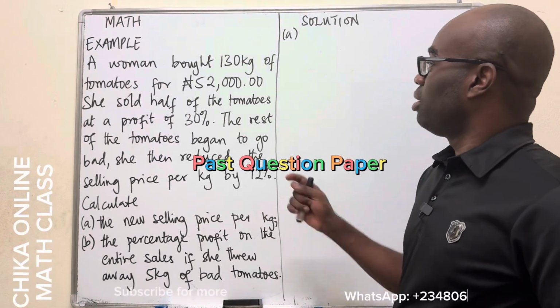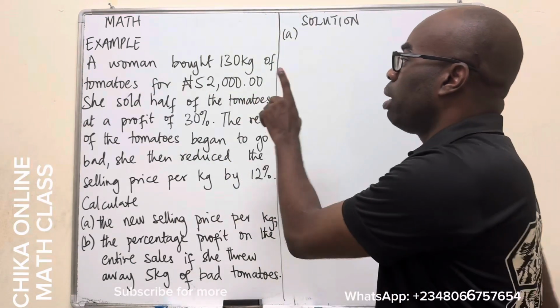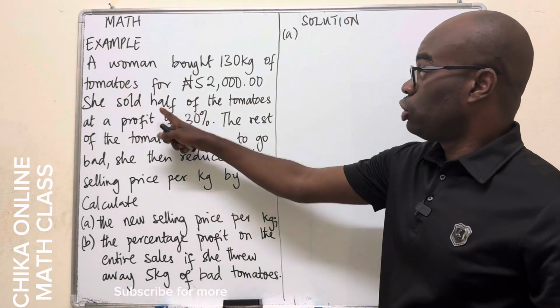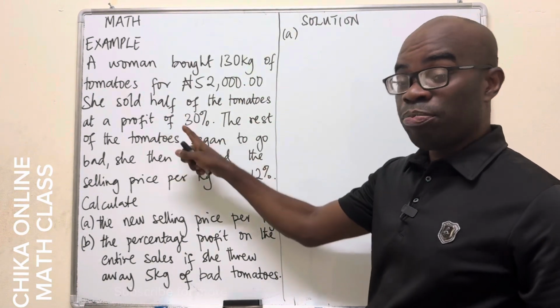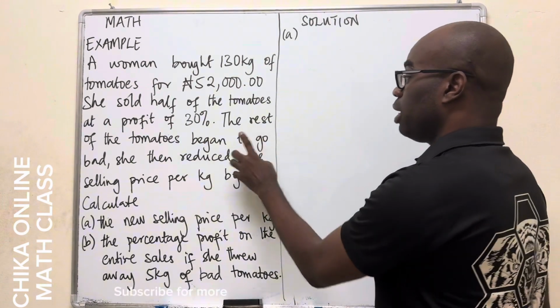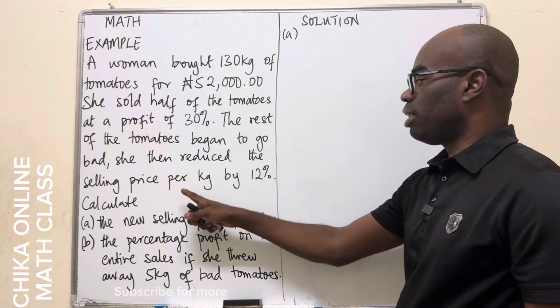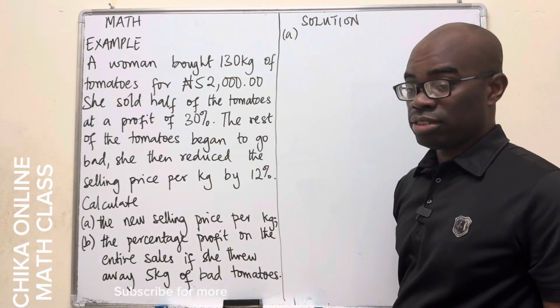Hello everyone. In this example, we are given that a woman bought 130 kg of tomatoes for 52,000 naira. She sold half of the tomatoes at a profit of 30%. The rest of the tomatoes began to go bad. She then reduced the selling price per kg by 12%.